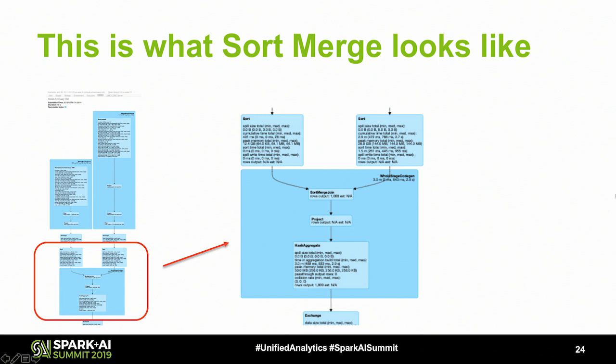Right on top of the sort operands, there's something called the exchange. Let me see if I can point that out here. These two here. And what that's saying is that it's shuffling both sides of the join. And it's because of the shuffle that the sort merge is slow. And that's avoided in the broadcast hash.